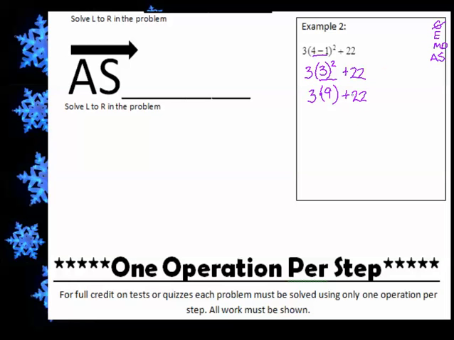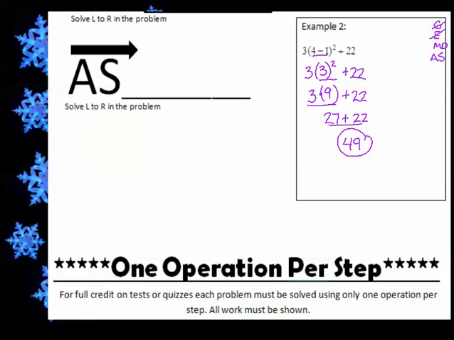Do I have any more exponents to solve? No. Do I have any multiplication or division? I do right here, the 3 times 9, which is 27. Then I'm going to bring down the plus 22. And then I'm going to perform the last step. 27 plus 22 gives me 49.